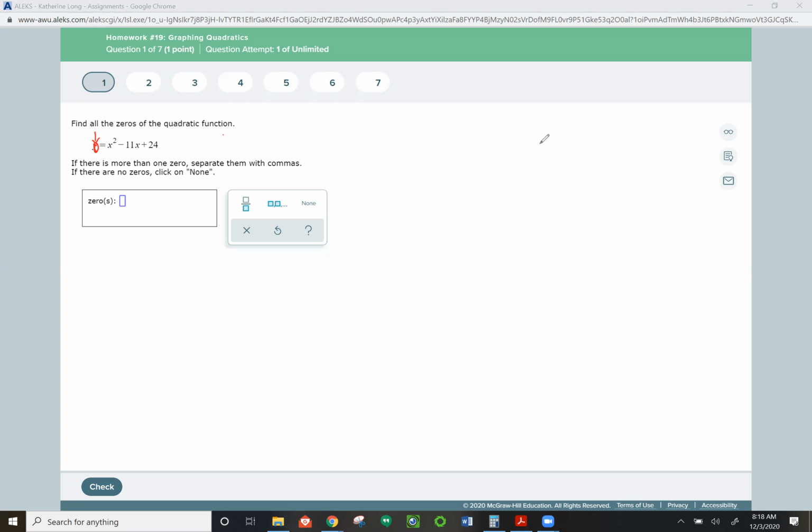And the reason that is, if you look at a graph, what we're doing is we're looking at where it crosses or intersects the x-axis. And at that point, your y value on this line, okay, this is where y equals 0, right? So we're going to let y equal 0. So we've got 0 equals x squared minus 11x plus 24.